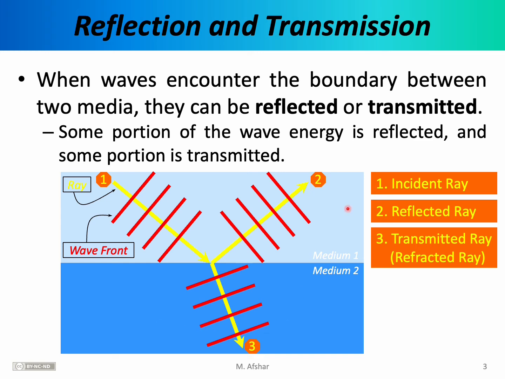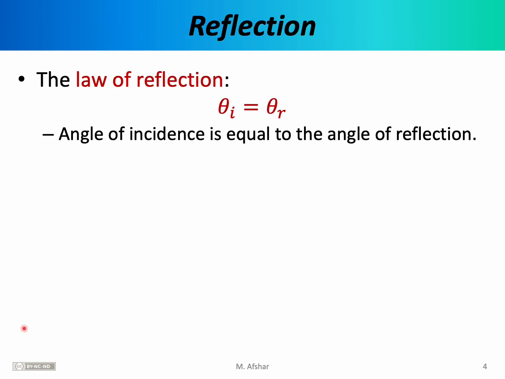In this lecture, we want to discuss the reflected ray. More precisely, we want to understand the direction in which the reflection happens. In our next lecture, we'll discuss the transmitted ray. Focusing now on the reflected ray, the law of reflection states that the angle of incidence is equal to the angle of reflection. It's important to understand how these angles are measured.